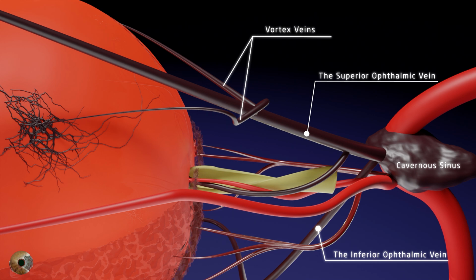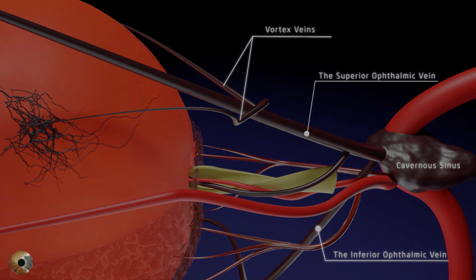Importantly, these veins are valveless, allowing retrograde flow, which is why infections from the face or orbit can potentially spread to the brain through the cavernous sinus.